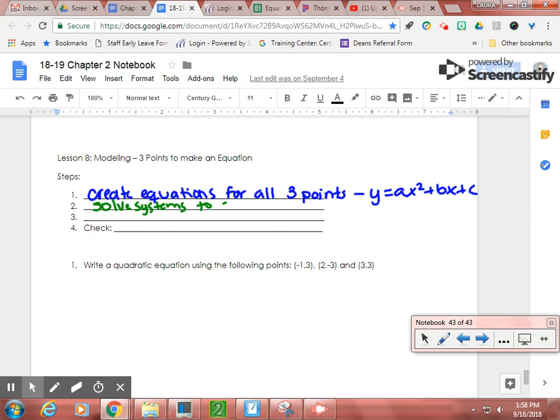Solve systems to cancel c. And that's just going to leave you with 2 new equations. Then we're going to solve for the other variables. So our other variables are a and b. To check that, you're going to plug into Desmos or a graphing calculator. Okay, plug into Desmos or some graphing calculator, and all of your points should be on that line.